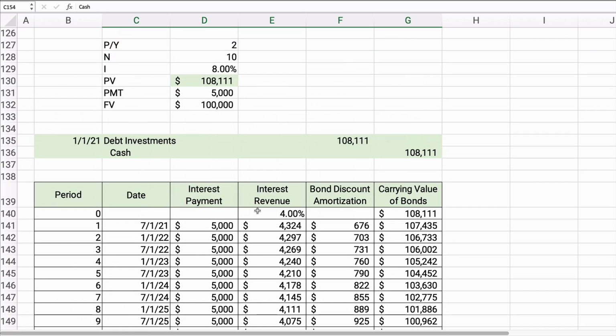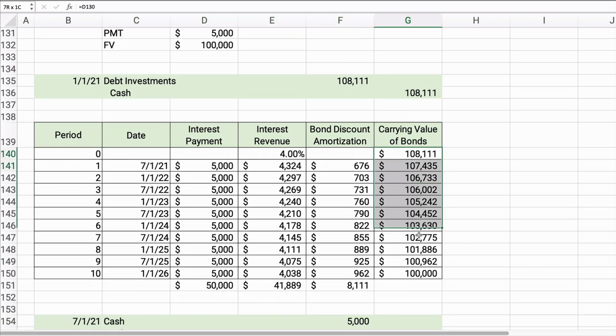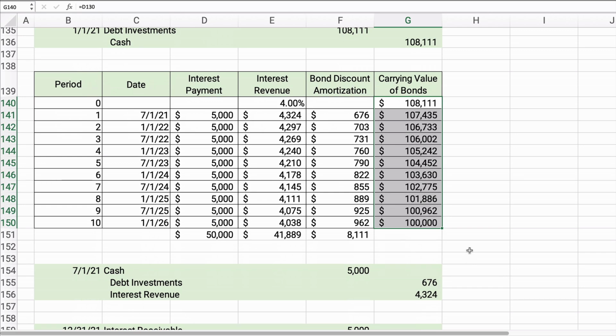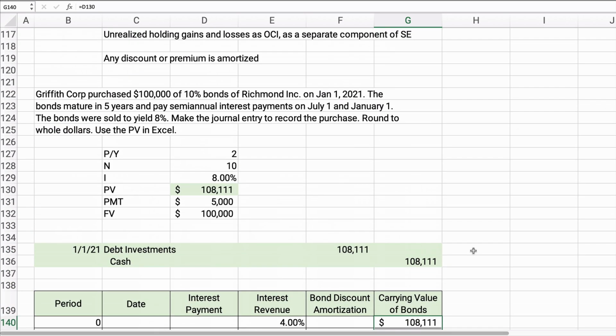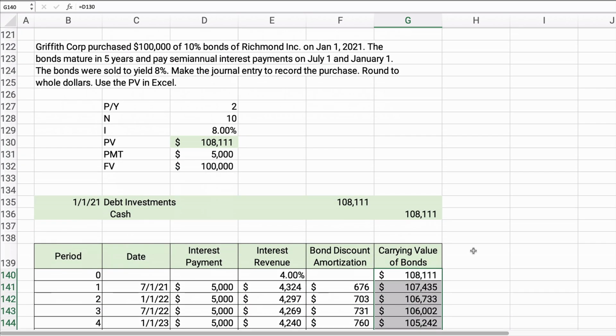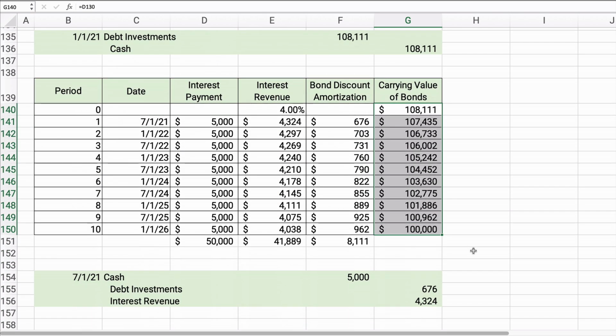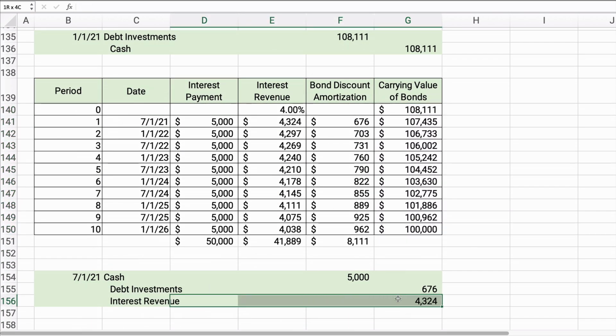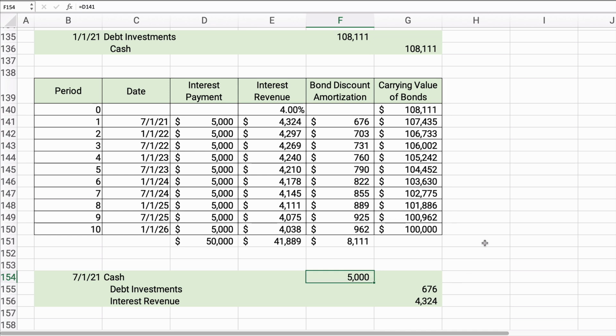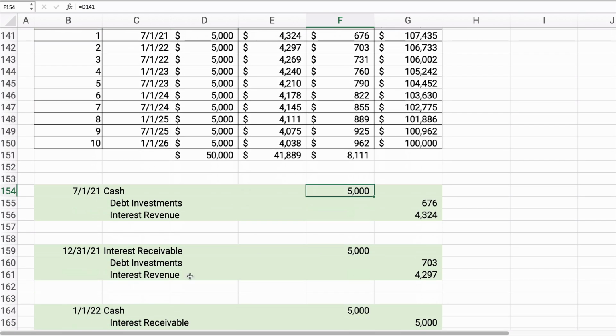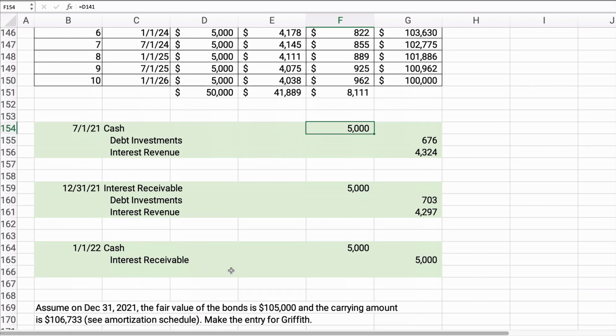All right, because this is a premium, it reduces our interest. It is a 10% bond that is sold to yield 8%, so that is why our interest revenue is less than the cash payment. Same thing for the second period, and we get the cash on January 1st.